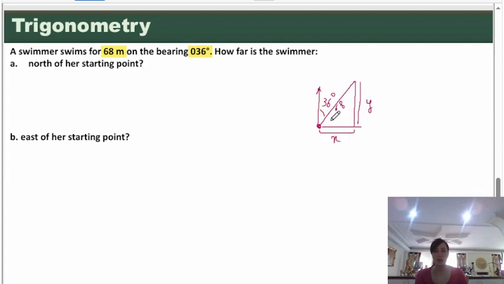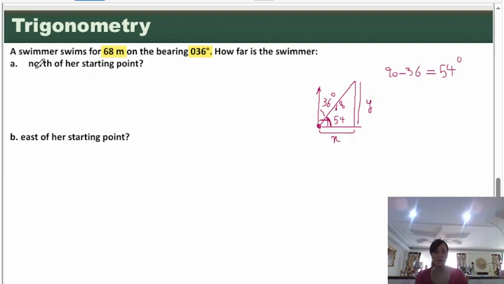To find y I should know these angles. We know this angle is 90 degrees. So 90 minus 36 gives me 54 degrees. I have 54 degrees here, and these angles would be 54. Now I can use the sine and cosine formulas to find x and y.